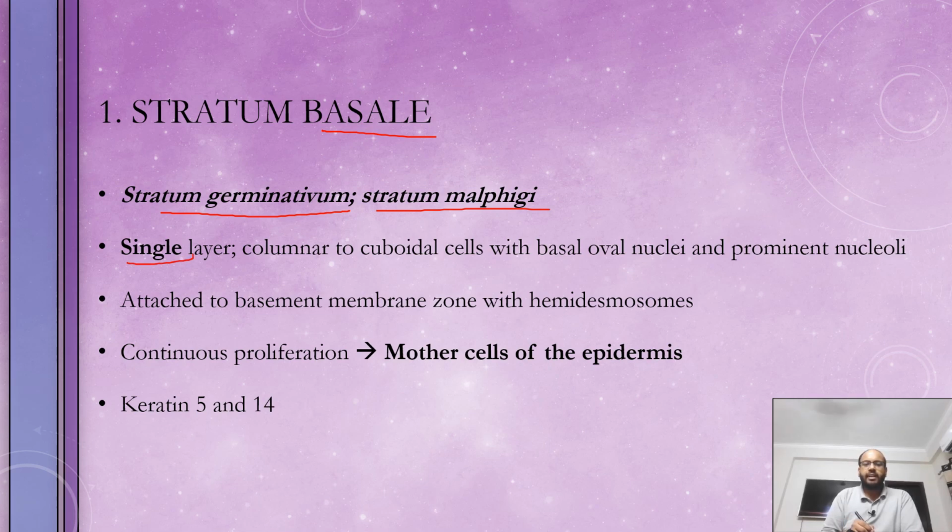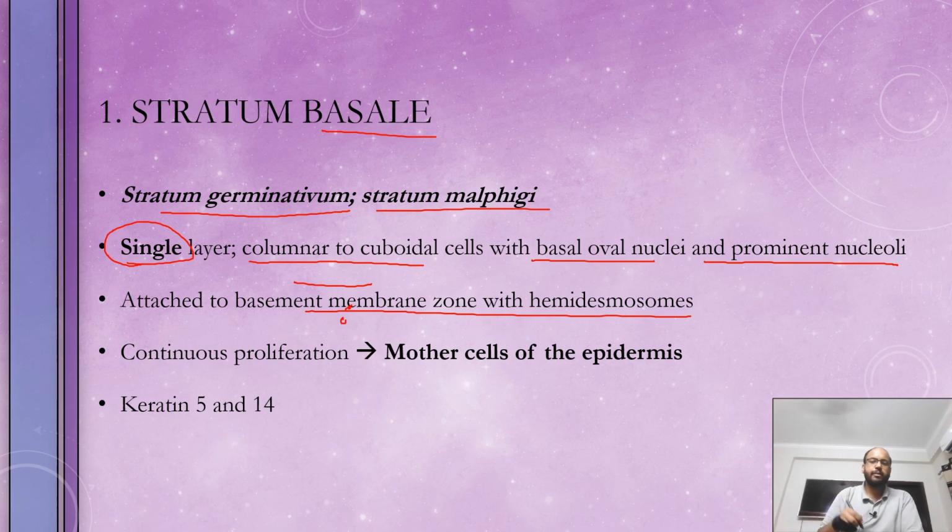It consists of a single layer. So remember, the stratum basale is a single cell layer, only one cell layer thick. The cells are columnar to cuboidal, with basal oval nuclei and prominent nucleoli. They are attached to the basement membrane zone with hemidesmosomes, and we have discussed hemidesmosomes in detail in previous lectures. If you want a more theoretical lecture, you can go back and it's in the playlist. Now, the cells of the stratum basale continuously divide, and that is why they are known as the mother cells of the epidermis, because they give rise to all the cells of the epidermis.